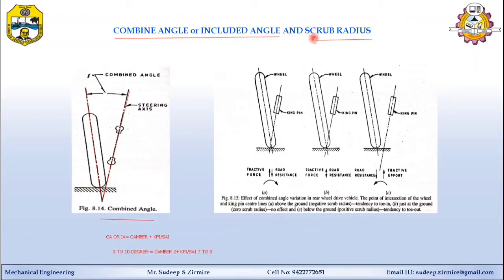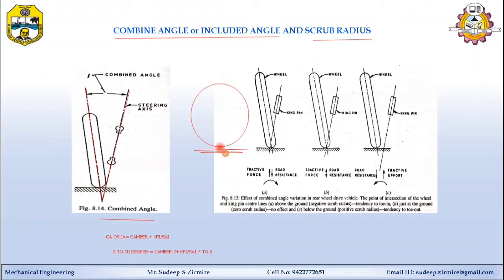So next point is the scrub radius. Friend, to understand this, I am going to draw a circle here. You can consider this the tire. Okay, the bottom is the ground level. Okay, so there is a distance. This is called the scrub radius, measured in mm. So what actually is scrub radius and how it affects the vehicle, that we are going to learn.